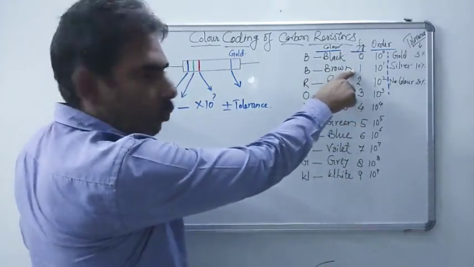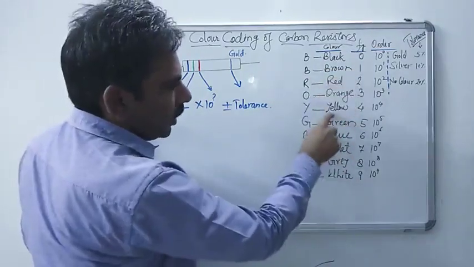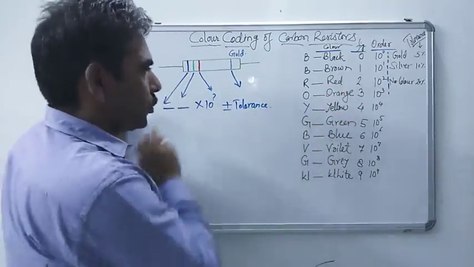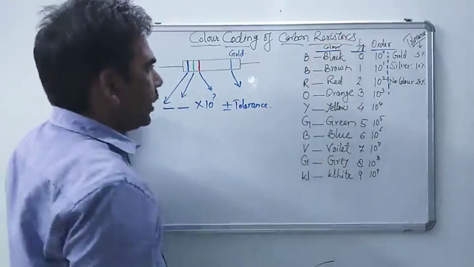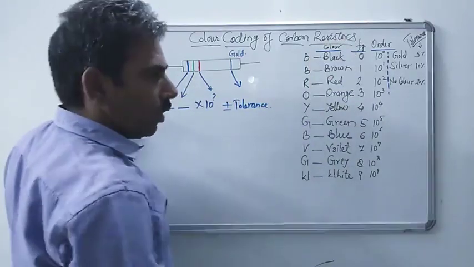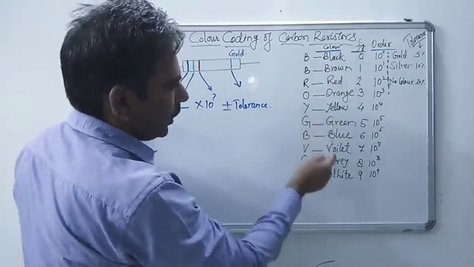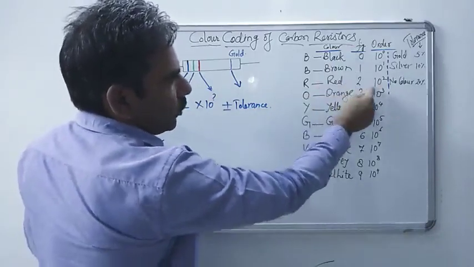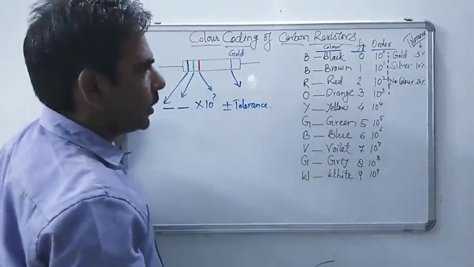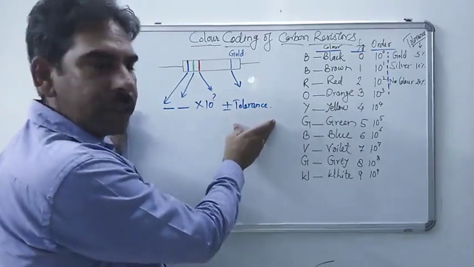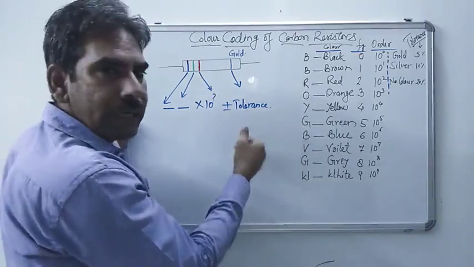It will represent the number 1. If it is a yellow color, it will represent 4, and so on. For both of these digits, we make use of these colors. And the third color gives the order. For example, if the third color is red here, it gives 10 to the power 2, the second order of 10, plus or minus some error which may be there. This is called the tolerance.